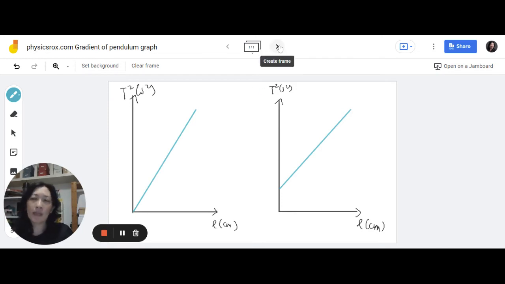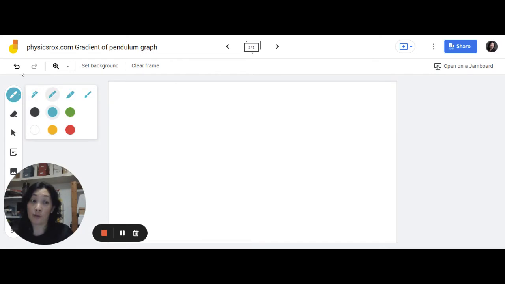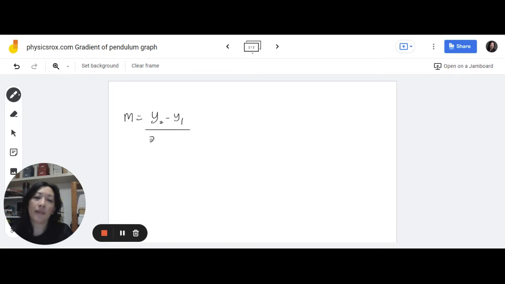So let's recall how to calculate gradient. Let me create another slide here just for scribbles. If you want to calculate gradient, which is usually represented with the symbol m, it's y2 minus y1 over x2 minus x1.